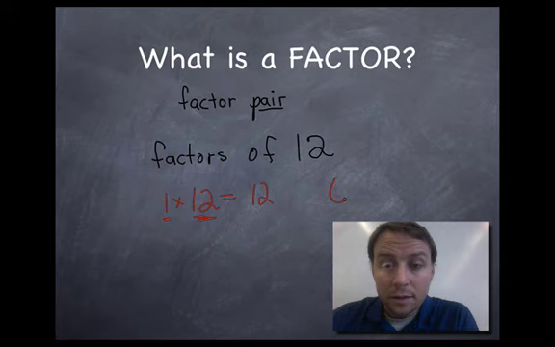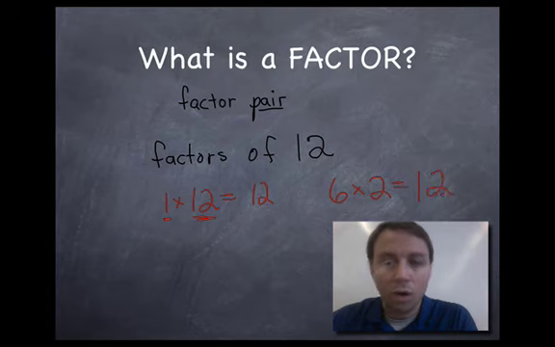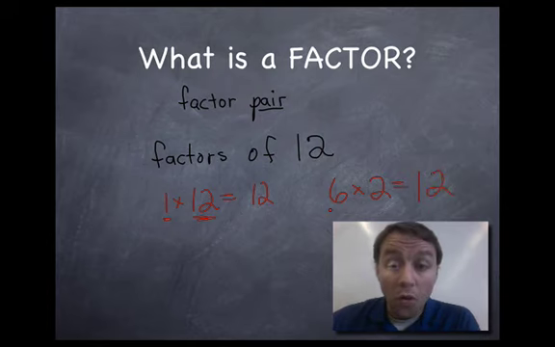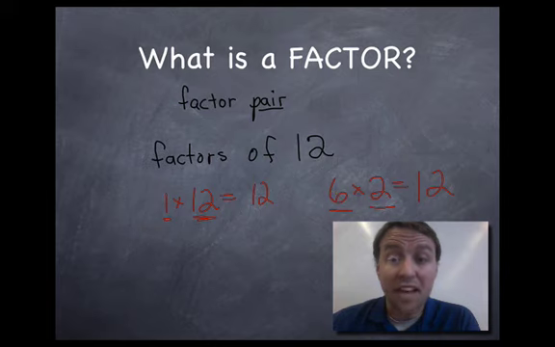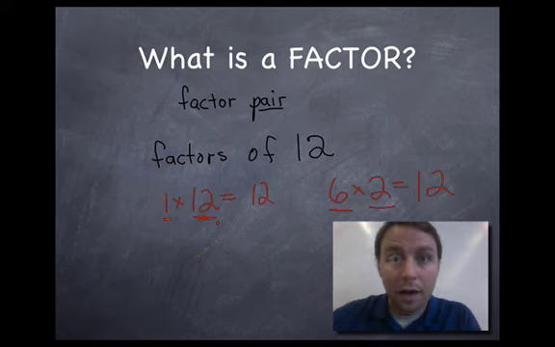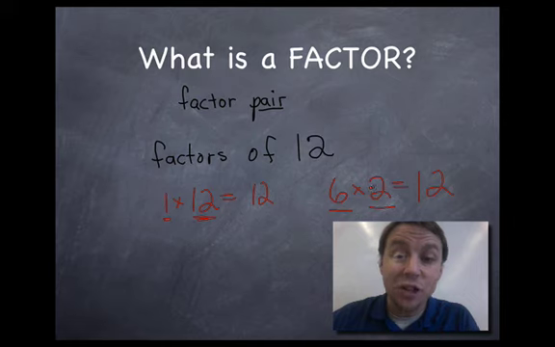How about this one? 6 times 2 equals 12. So both the numbers 6 and 2 are factors of 12. 6 times 2 equals 12. So 6 and 2 are factors of 12. They go in evenly. Okay, there's no remainder left over, right? 6 will evenly go into 12, and 2 will evenly go into 12, and obviously so will 1 and 12.